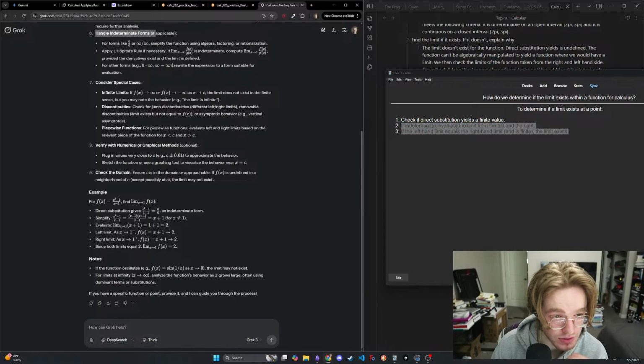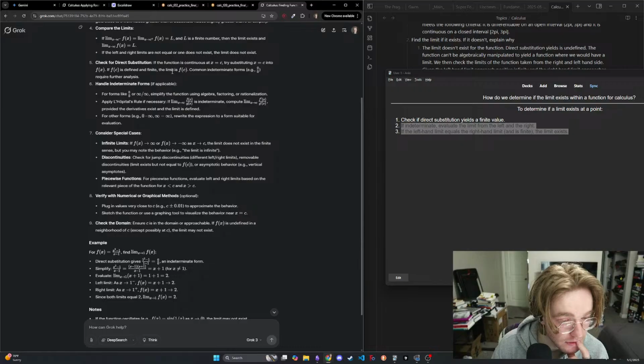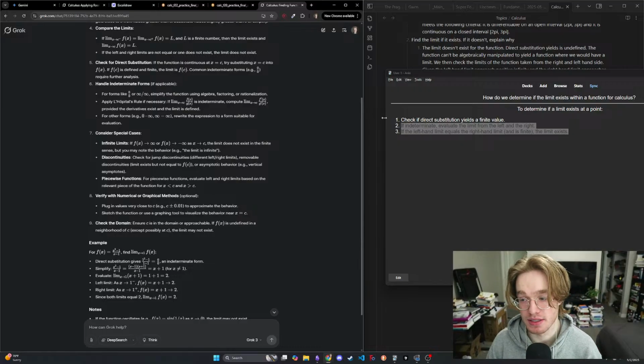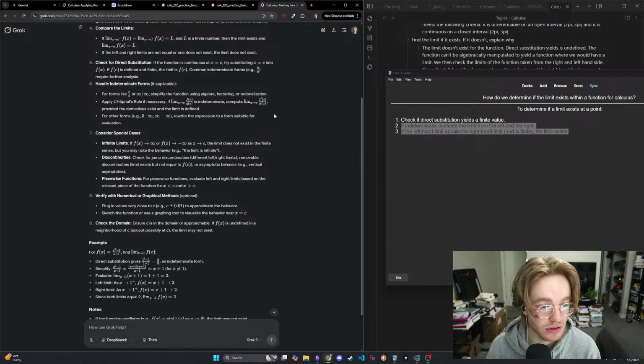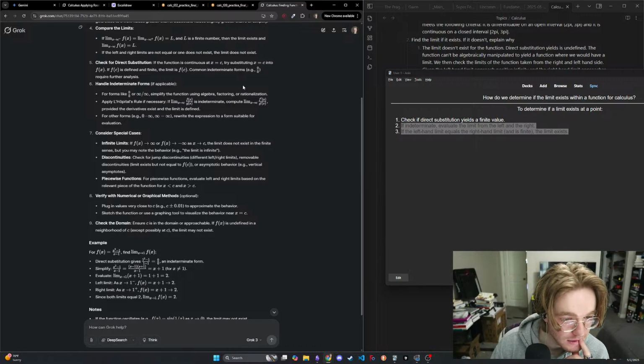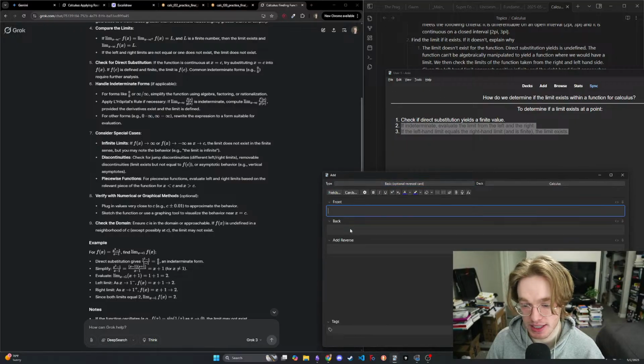Okay. So this is what I was talking about earlier. Indeterminate forms. Okay, so we're doing L'Hopital's rule. If the limit is indeterminate. Okay, so L'Hopital is used to evaluate indeterminate forms. Okay. So I think I'm going to add a card there.